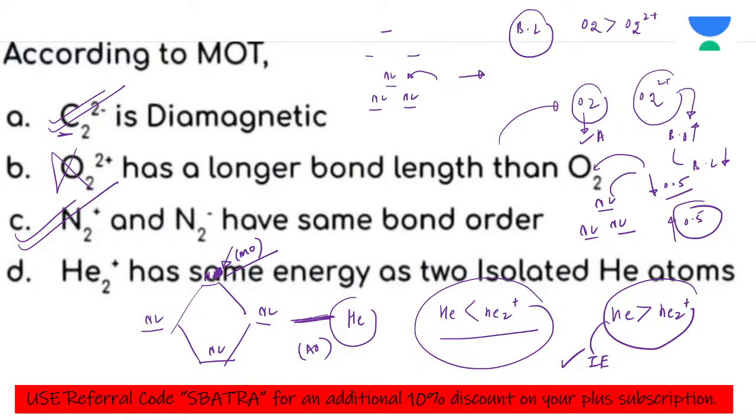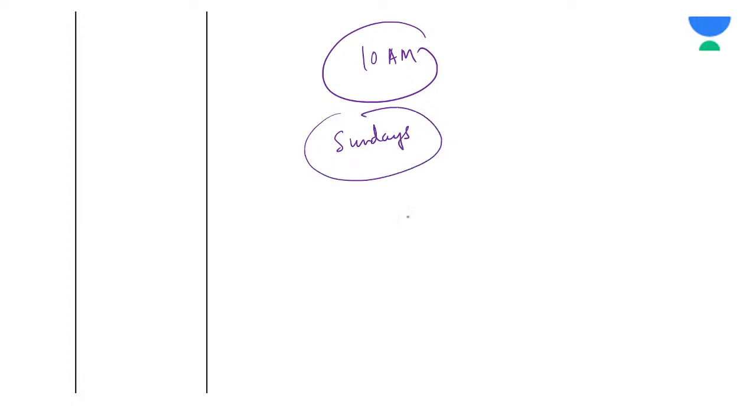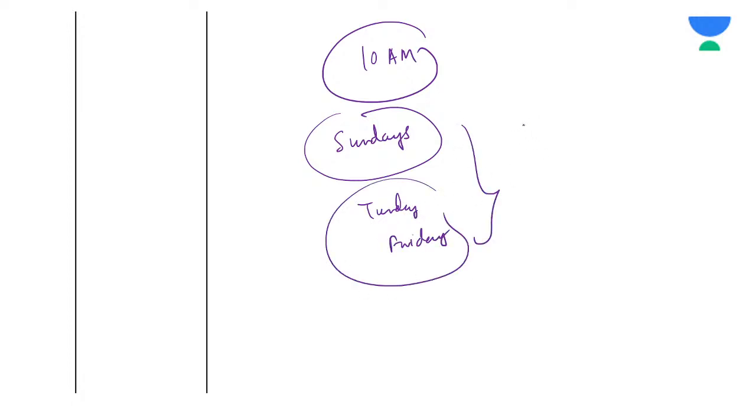Any more doubts? See, the concept is that YouTube timings are 10 a.m. only. We'll be taking YouTube classes on Sundays, or sometimes Tuesdays or Fridays. So any 2 days; I'll be taking classes on any 2 days. Always we will have one class on Sunday, then we have to decide between Tuesday and Friday. For that I'll share the links in groups, so you can join the Telegram channel. Great. So timings will be only 10 a.m.